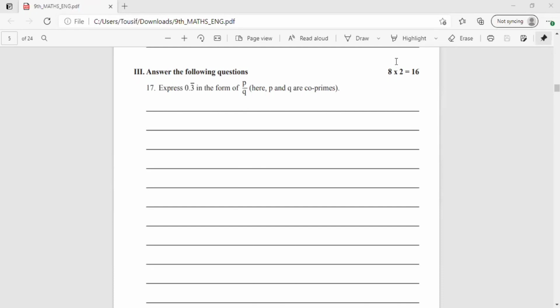Hello everyone. In this video, we'll be solving the model question paper of class 9th standard released by the Karnataka State Board. So this is the part 2 video.